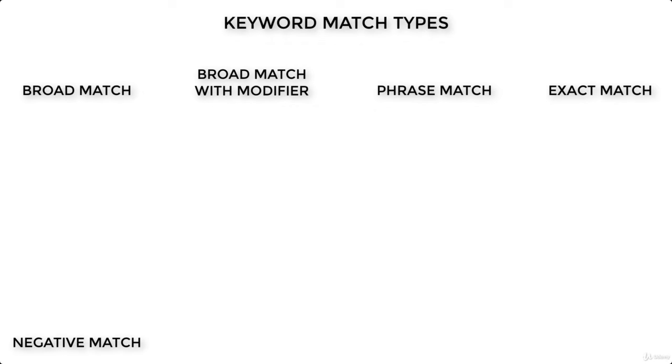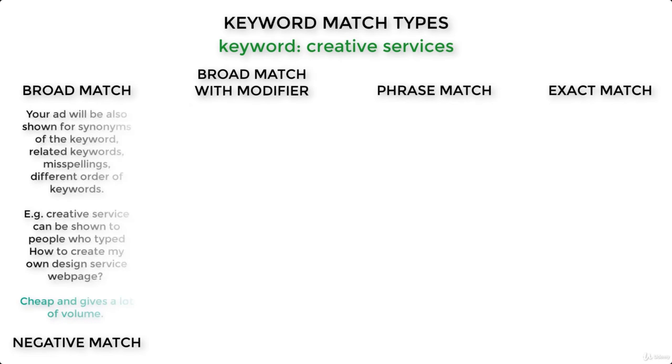All these options are provided to let you precisely decide when you want to show your ad and when you don't want to show your ad. Let's assume we want to show our ad in front of people who enter the creative services keyword in Google search bar. With broad match type, which is a default match type in Google Ads, your ad will be shown not only to people who entered creative services in search bar, but also to people who in their query use synonyms of these keywords, related keywords, misspellings, or different order of keywords.